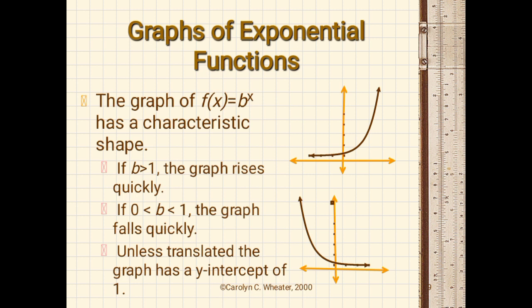pa-right. If b is between 0 and 1, the graph falls quickly. What is falls? Pa down. So pa left na siya. Unless translated, the graph has a y-intercept of 1. So different jud siya sa greater o less than, kay kung moadto ta sa b is greater than 1, so ang raise niya quickly, so pa babaw. Kung less than, pa falls, which is pa down.